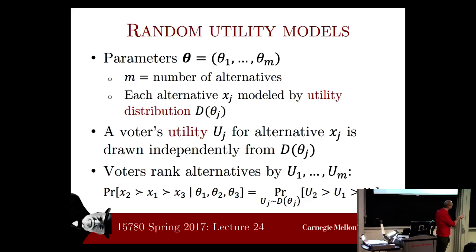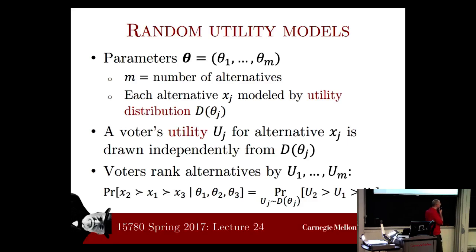So the voters are going to rank the alternatives based on the utilities that they drew from the different distributions. So the probability of x2 being ranked above x1, being ranked above x3, given the parameters, is the probability, when each utility is drawn from the relevant distribution, that the utility of 2 is greater than the utility of 1, which is greater than the utility of 3.